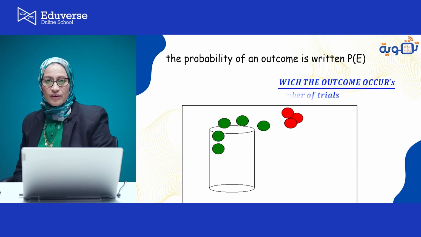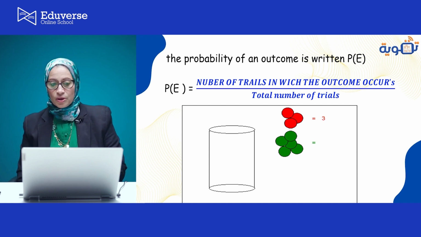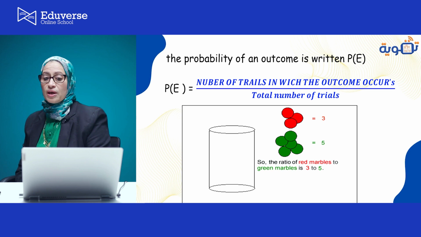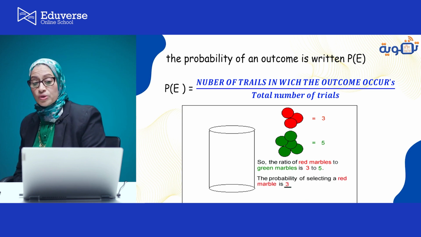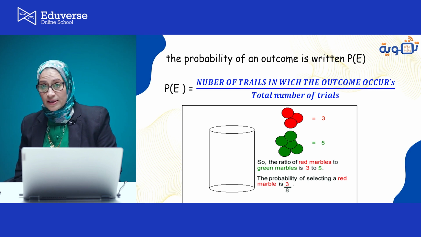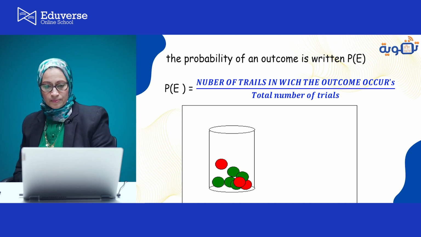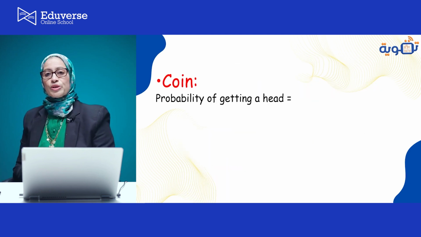So that means, if I take a look here, we have a rule. P of E is equal to the number of the trials in which that outcome occurs over the total number of the trials. So I must know that in the denominator is the total, and in the numerator I must have the number of the trials.